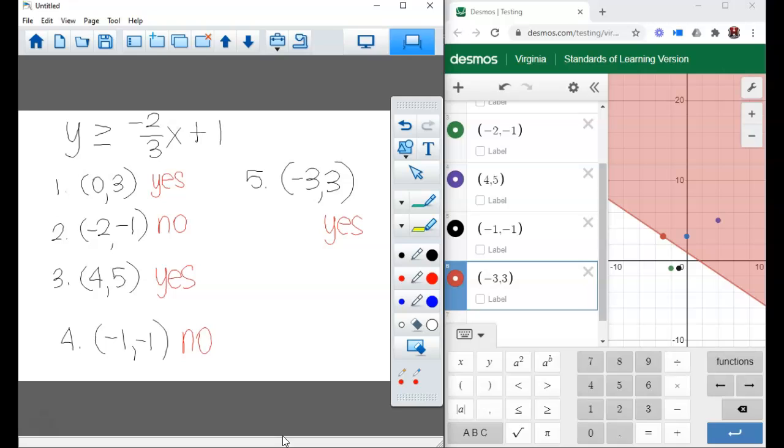All right, so that's today's lesson. Give the problems a try. It's all calculator, so it should be fairly simple.